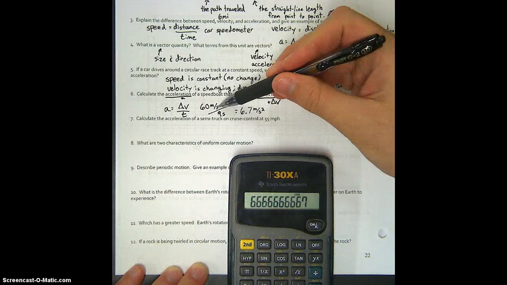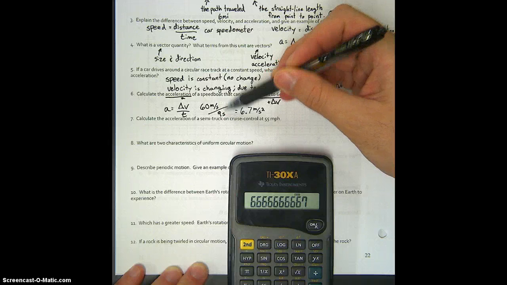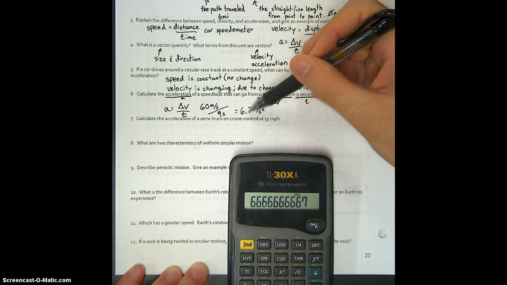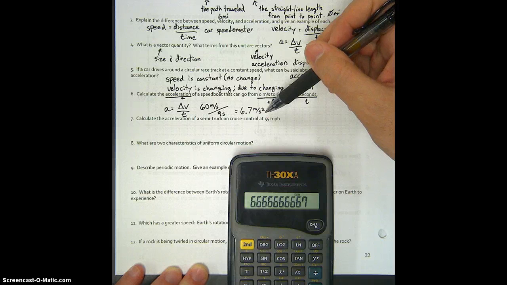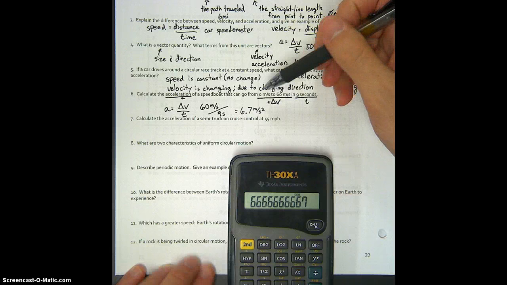The meters per second tells me I'm increasing my velocity every second. 6.7 meters per second per second. The meters per second squared part is just a label. It's a unit. Don't look at that exponent and think you've got to square any numbers. You don't. That would be ridiculous.